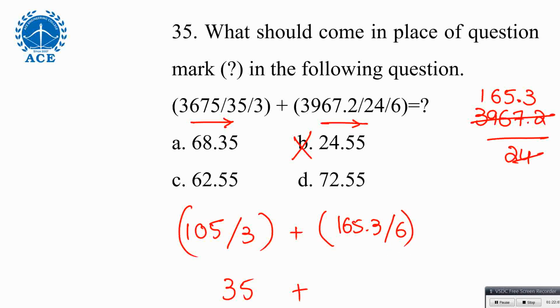So 80 divided by 3, it's around 20. 3 2 times, 25.1, which is 27.55. Hope you got 62.5.